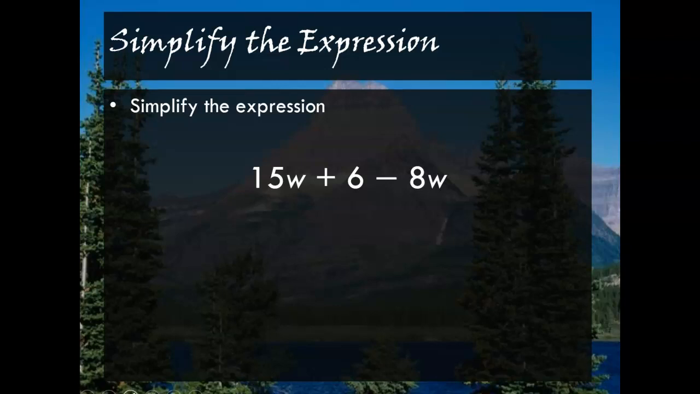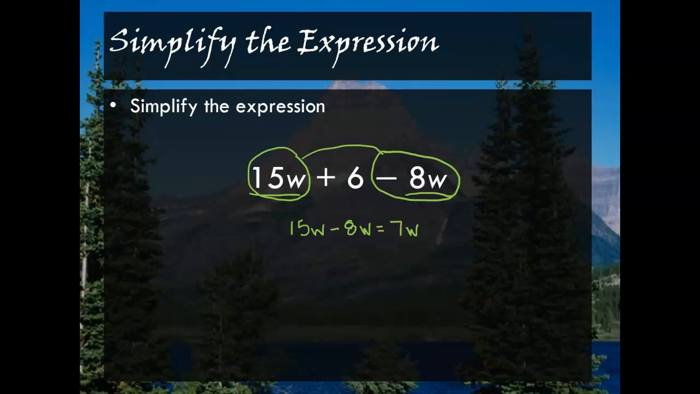Let's simplify 15w plus 6 minus 8w. 15 times w and 8 times w are like terms because they are both multiplied by the same variable. 6 is a constant and will remain separate. To simplify, we will need to combine 15w minus 8w. Since we are subtracting, we will take 15 minus 8, and that will leave us with 7 times w. To complete the expression, we also need to include the constant, so we will write plus 6. The simplified expression is 7w plus 6.